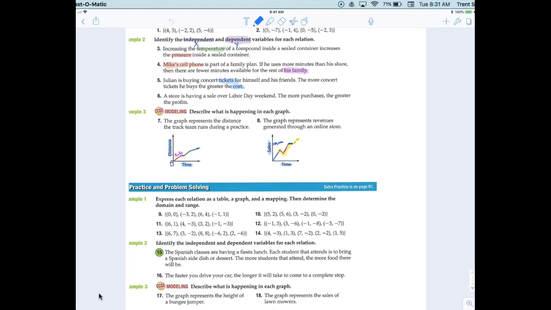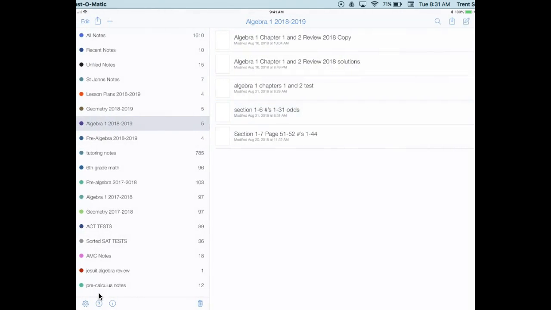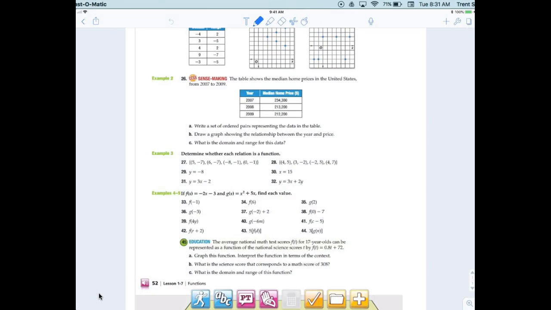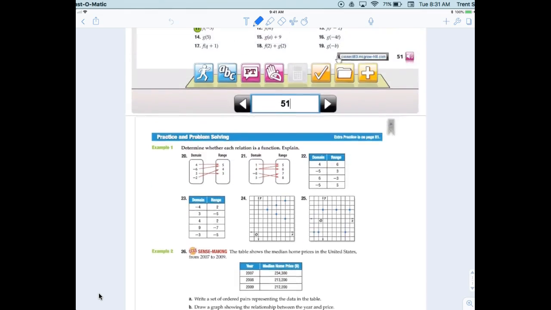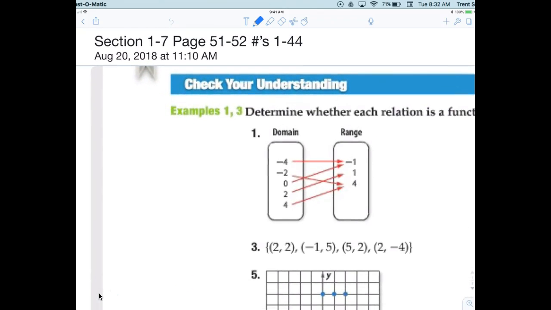So today's lesson is section 1.7. So take out a sheet of paper now. Head your paper: Section 1-7, page 51 to 52, numbers 1 through 44. Now I might adjust that, but right now it's 1 through 44.